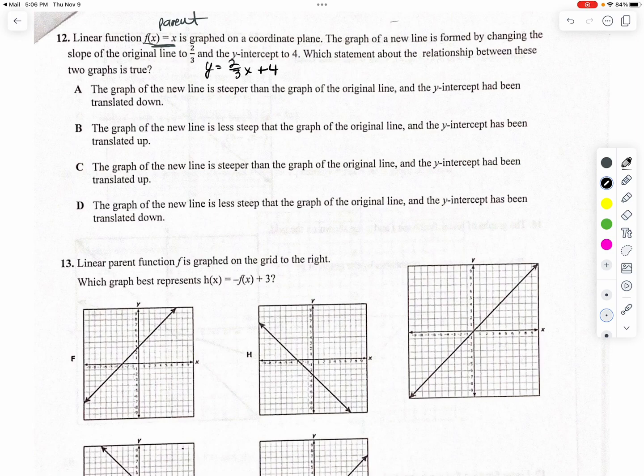Now, when we talk about plus 4, we should automatically remember no parentheses or anything. That's just up 4. So we should go ahead and eliminate anything that says down. So it says the y-intercept has been translated down, not. Translated up, maybe. Down, no. All right, now we got to deal with the 2/3. What we said was, when we did the rule of transformations, we said if we have a times f of x and a is in between 0 and 1, meaning like fraction, then we said it is less steep. But y'all got to remember that. So that means our answer is B.